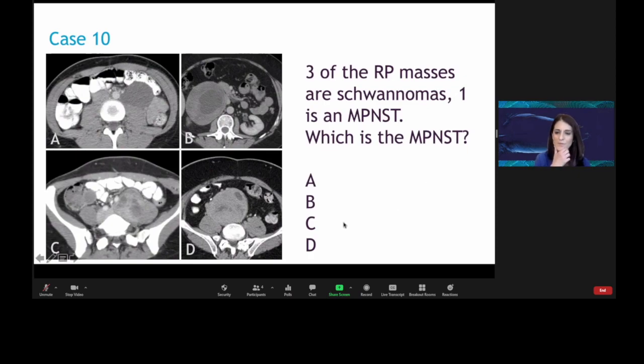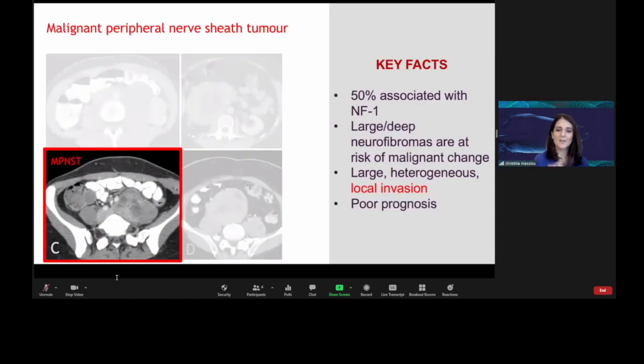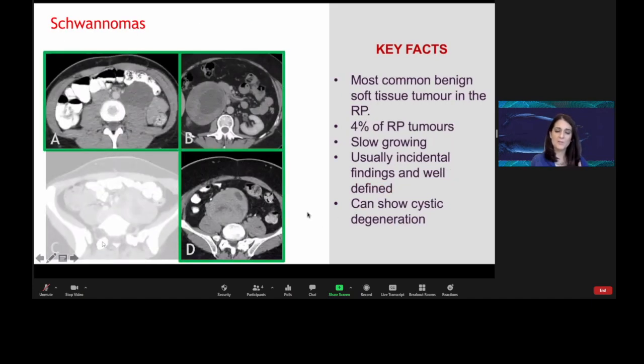I think to move things on, mainly C so far, absolutely, because that is the one that is infiltrating the psoas. Now, malignant peripheral nerve sheath tumours are mainly of concern in patients with NF1, because it's the big and deep benign tumours that then undergo malignant transformation. So everyone's done very well there. Most people got the right answer. The nerve sheath tumours are just pushing things out of the way. And remember, cystic degeneration is very common even in the benign schwannomas. So these are classic appearances for schwannomas.